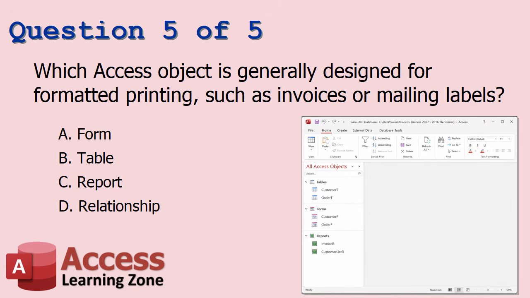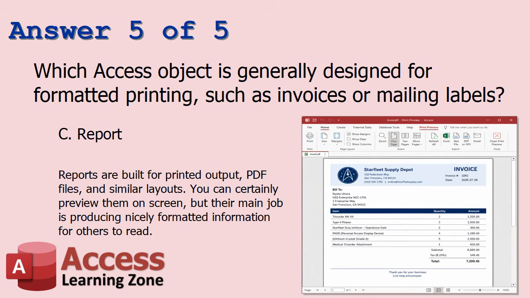And question 5, which Access object is generally designed for formatted printing, such as invoices or mailing labels? And that's going to be C, reports. I just told you that a second ago. Reports are for printouts, right? PDFs, all that kind of stuff.